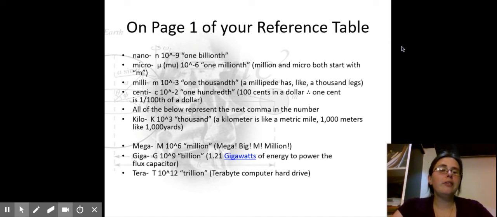And you can think of a millipede has about 1,000 legs. Not really, but it's a lot of little legs. And then centi is 10 to the negative 2, which is 100th. So there are 100 cents in a dollar, and 1 cent is 1/100th of a dollar. Then below that, we can talk about kilo, which is capital K, so it's 10 to the third or 1,000. And a kilometer is sort of like a metric mile, so there's 1,000 meters, like 1,000 yards in that kilometer.